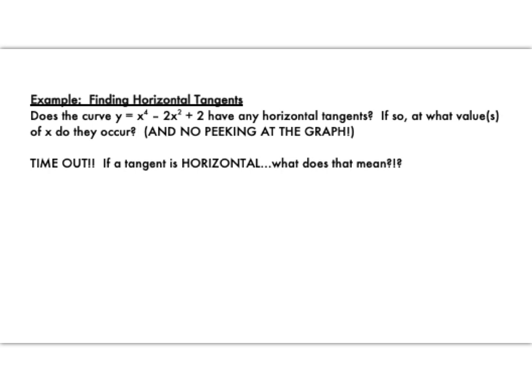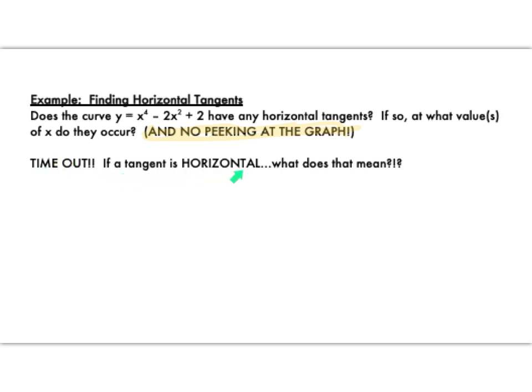Okay, now here is an excellent question, and we are going to see quite a lot of this particular calculus task in our class, and that's the idea of finding horizontal tangents. So the question is, does the curve y is equal to x fourth minus 2x squared plus 2 have any horizontal tangents? And if so, at what values of x do they occur? And no peeking at the graph. No peeking allowed. Okay, well, lucky for us, calculus to the rescue. So time out.